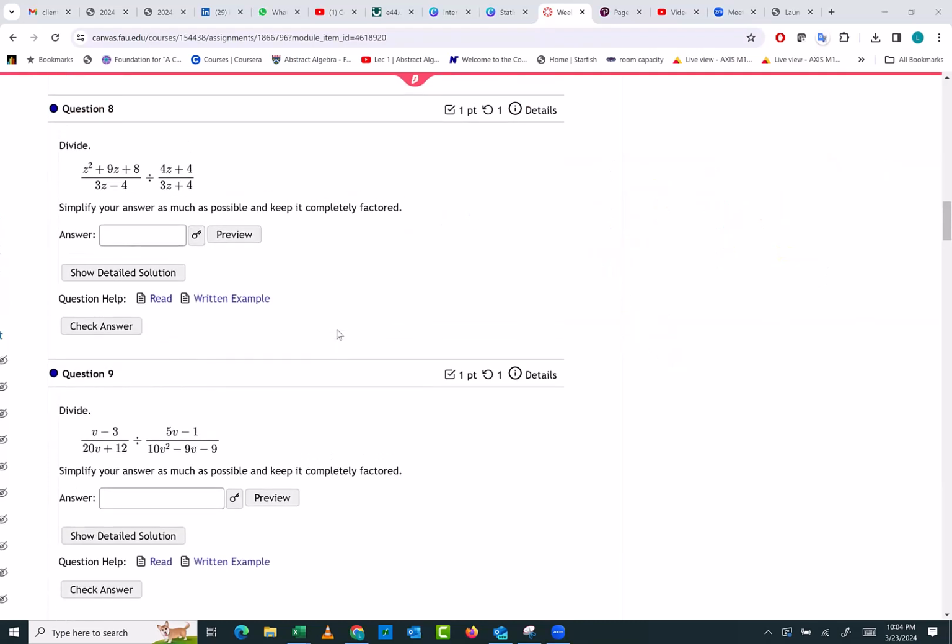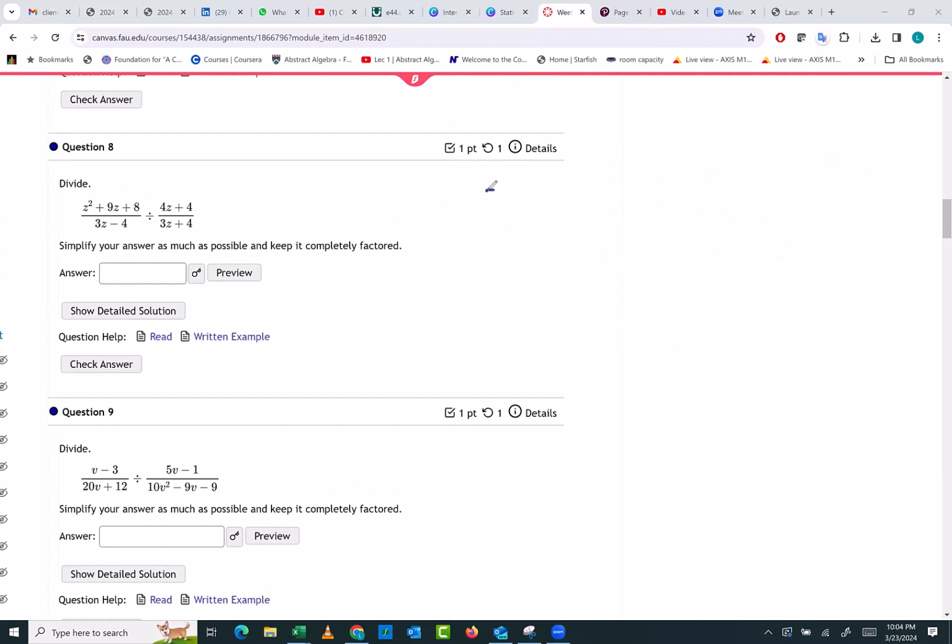Let's start with 8. I have z squared plus 9z plus 8 divided by 3z minus 4. Now, instead of just rewriting it exactly the same way, I'm going to do keep, change, flip. I'm going to keep the first fraction, change the division to multiplication, and flip the final fraction.